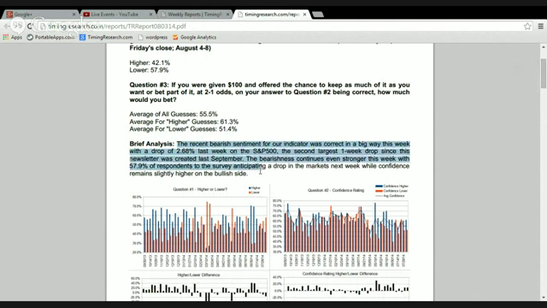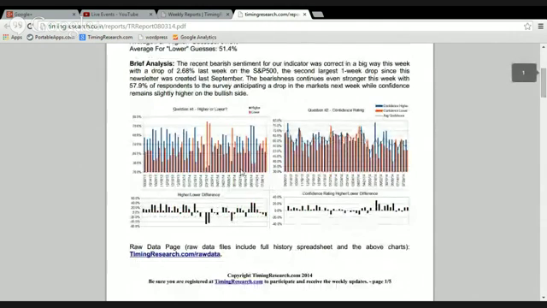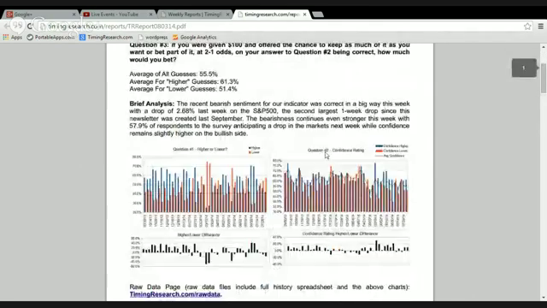We also include a brief analysis for each week that just spells out what happened the previous week and what the response for this week is. We also include graphs that show the entire history of guesses for question 1, for question 2 and question 3.